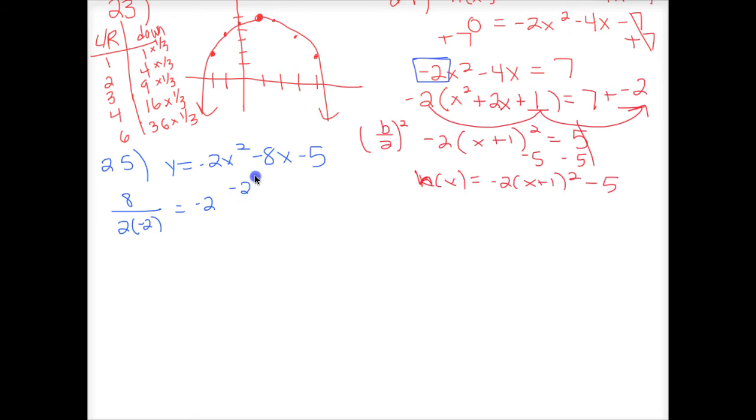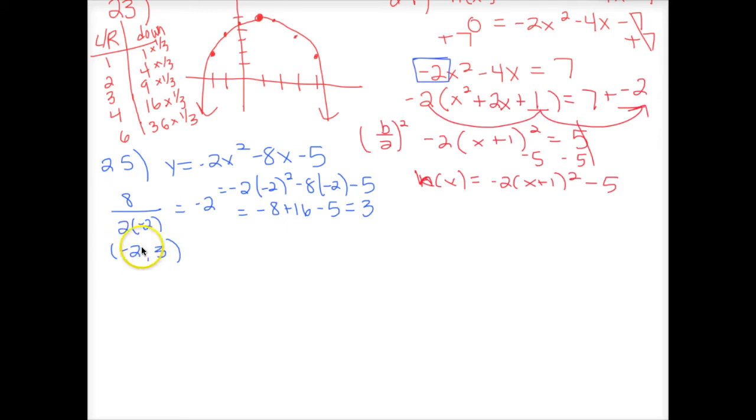I plug it in order to find my y-coordinate. So again, you can use your calculator to help you if you want. Negative 2 squared is 4. Negative 2 times 4 is negative 8. Negative 8 times negative 2 is positive 16, and then minus 5. So negative 8 plus 16 is 8. Minus 5 is 3. So that's how I got my vertex at negative 2, 3.